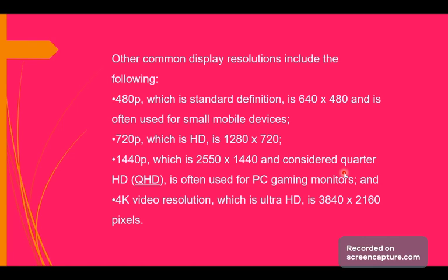Other common display resolutions include the following: 480p, which is standard definition, is 640 x 480 and is often used for small mobile devices. 720p, which is HD, is 1280 x 720. 1440p, which is 2560 x 1440 and considered quad HD, is often used for PC gaming monitors, and 4K video resolution, which is Ultra HD, is 3840 x 2160 pixels.